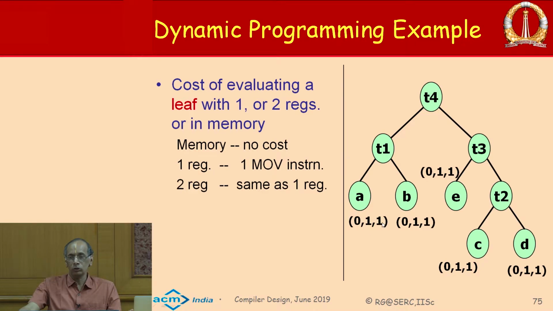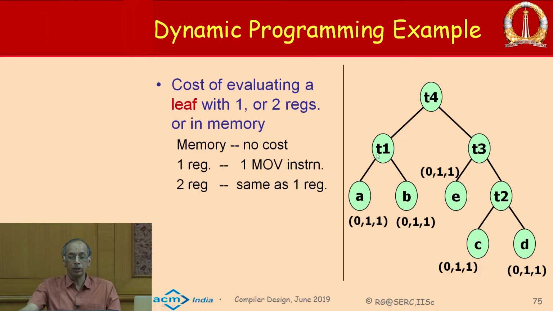Computing it using two registers is the same as one register, because you do not need the second register, so you can just not use it at all, right. So, the cost of computing any leaf node which is actually in memory is basically 0 for memory and 1 for the first register, and for any other register also it will be 1. Here, we are going to do this example again using two registers, that is why you have 3 elements for each node, okay. So, that explains this 0, 1, 1 cost for all the leaf nodes, okay.